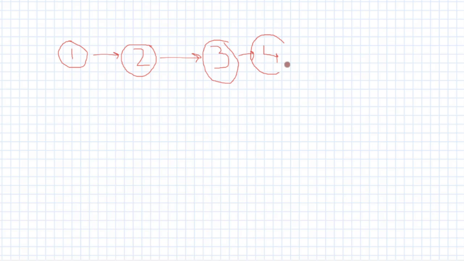Okay, let's see. This is your linked list. Okay, this goes from 1, 2, 3, 4, and 5. So this is your linked list that's given to you.